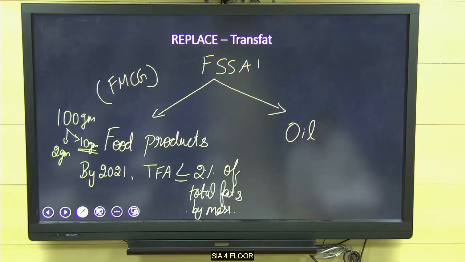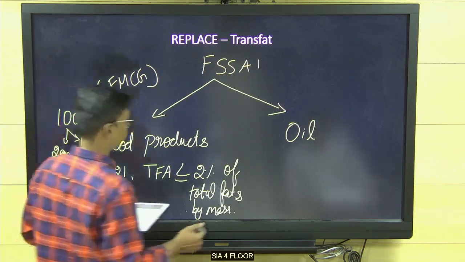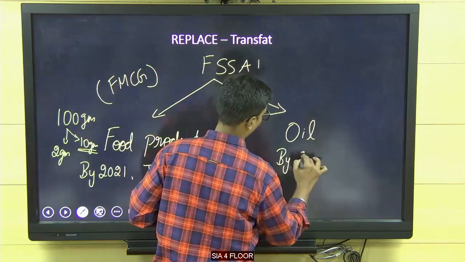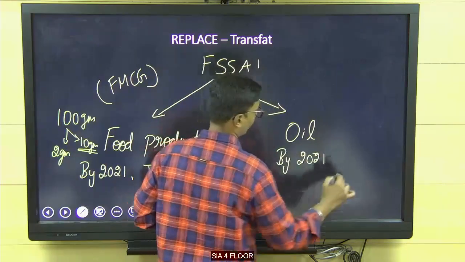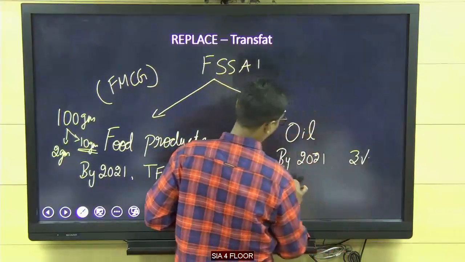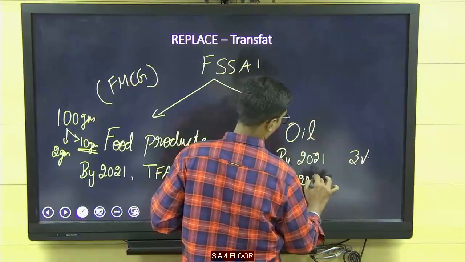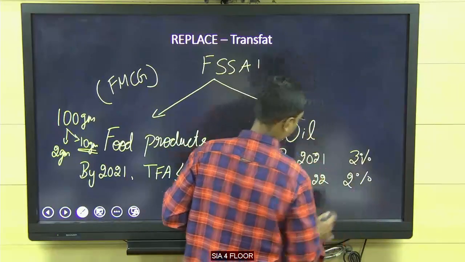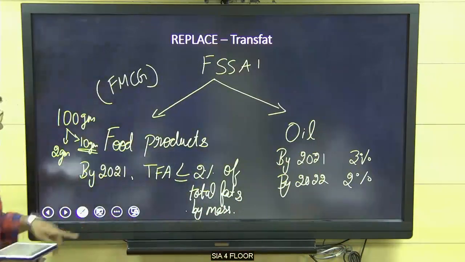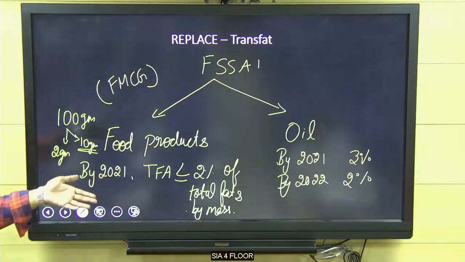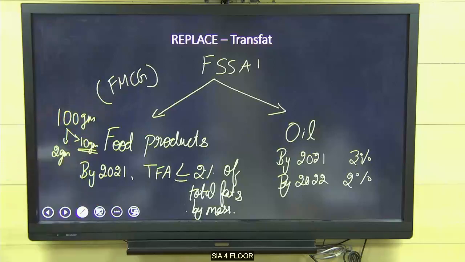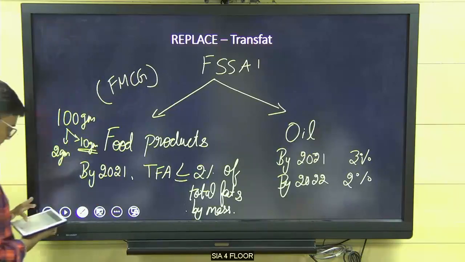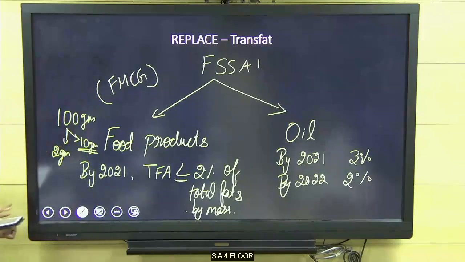And right now, the permitted trans fatty acid amount in oil is 5%. It is going to be reduced to 3% by 2021, and by 2022, it should be reduced to 2%. Good. This is the total mass because oil is completely fat. So out of oil, the fat is given. And slowly it has set a target to eliminate trans fat.